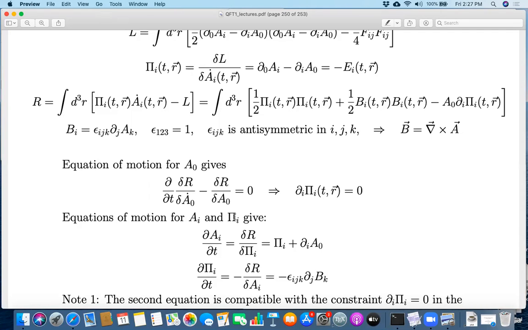And then the equations for A_i and pi_i, we can get. So del A_i del t should be delta R over delta pi_i. This is like Hamilton's equation. Sir, in the equation of motion of A_0, should there be a total derivative with respect to time or a partial derivative? Okay, normally we write this as a total derivative, but the point is that because A_0 also depends on r, this derivative has to be taken at fixed r. That's why I have written it as a partial derivative.